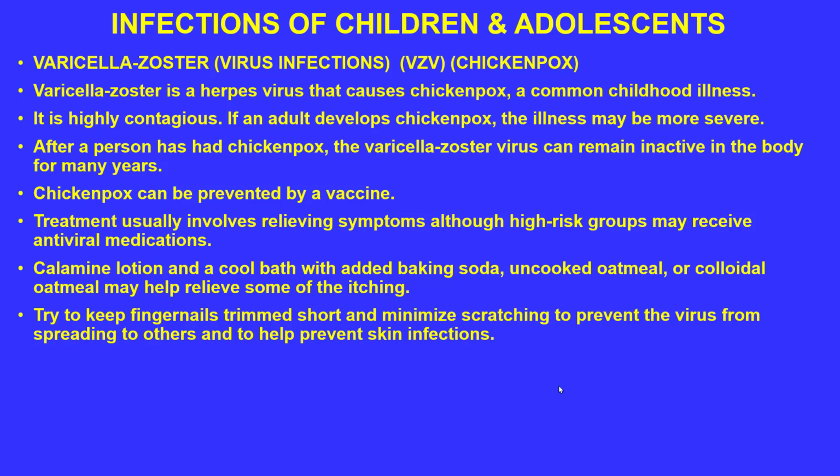A lot of times it goes into dormancy in the trigeminal ganglion. This is the ganglion of the trigeminal nerve, which happens to be one of the cranial nerves. We'll get into shingles in a few minutes. But chickenpox can be prevented by a vaccine now. And the treatment usually involves relieving symptoms, while high-risk groups may receive antiviral medications.